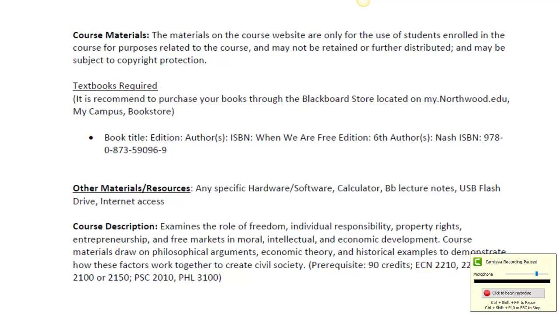This is required reading. As far as the course itself is concerned, the description is right here. It examines the role of freedom, individual responsibility, property rights, entrepreneurship, and free markets in moral, intellectual, and economic development. Further, course materials draw on philosophical arguments, economic theory, and historical examples to demonstrate how these factors work together to create civil society, and the prerequisites are listed as well. This is a capstone type course, so everyone taking this class is probably well into their senior year, their 4th year.